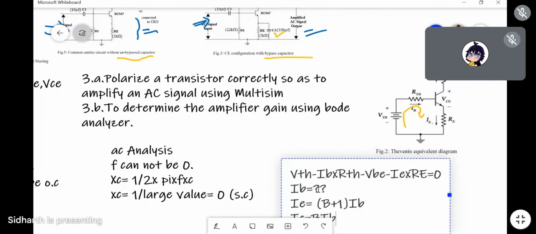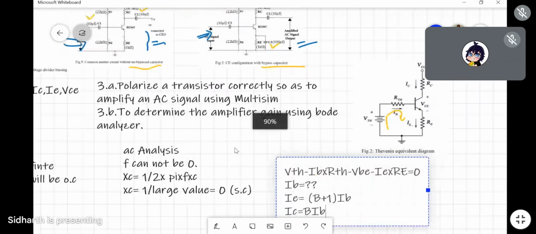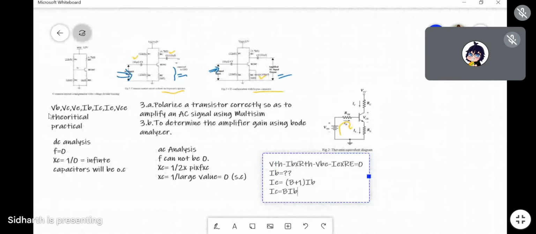Right? So you have to find out all the theoretical values of the parameters. Then again you have to measure the practical values from the multi-sim circuit. Okay, then you will find out the percentage of error between them. Then you will make a table, and in the table you will put the parameter, then practical value and theoretical value and percentage of error.